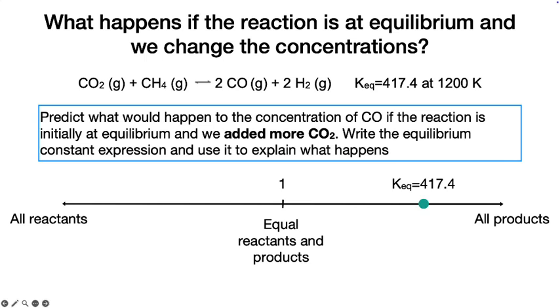Okay? What would happen to the concentration of CO if the reaction is initially at equilibrium and we added more CO2? We've got the KEQ on this line. Okay, if we're saying this system, we were at equilibrium, so we could go through and say our K. CO, we have to square it because of the coefficient, H2 squared. Hopefully this fits in on the bottom of the screen. Our CO2, our CH4.